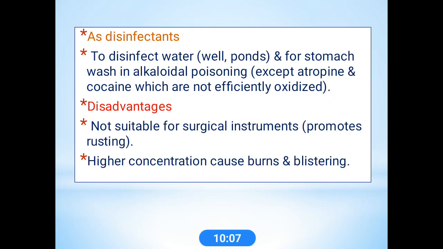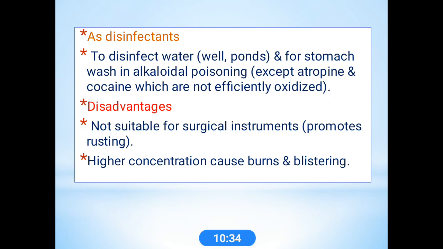As a disinfectant, potassium permanganate has a greater role in the purification of water and stomach wash in alkaloid poisoning, except for atropine and cocaine, which are not effectively oxidized. It is a good oxidizing antiseptic agent, but it only works in alkaloid poisoning except atropine and cocaine, which are not effectively oxidized.